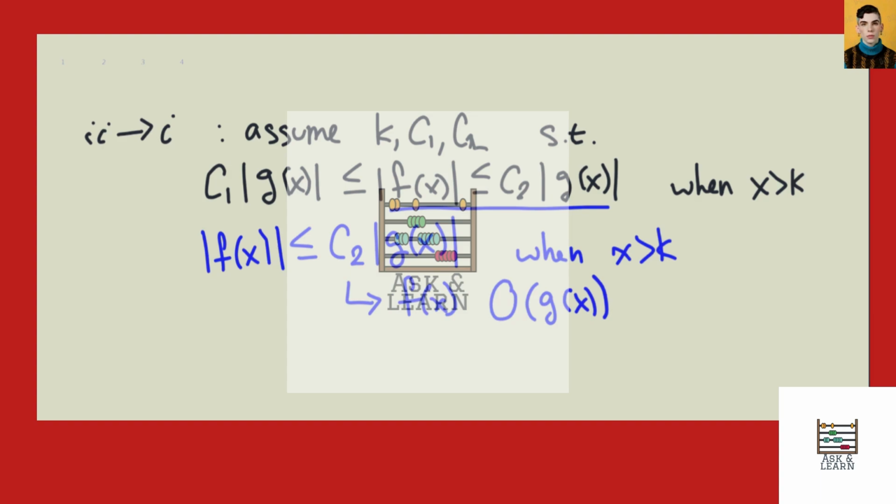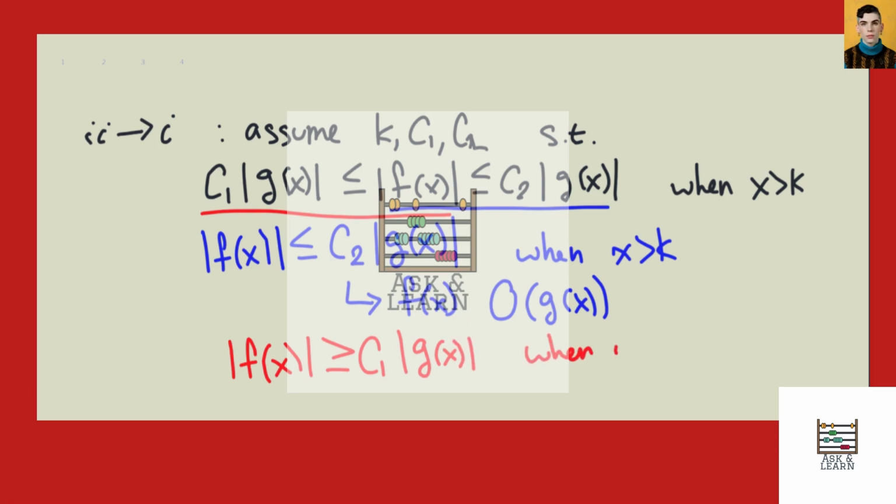Great. Well, we also know from the inequalities, we can do the same thing. We're going to take this little left chunk, right? We also know then that the absolute value of f of x is greater than or equal to c1 times the absolute value of g of x. And of course, this is as well when x is greater than k. Well, this is the definition of big omega notation. So then we can infer that f of x is big omega of g of x.